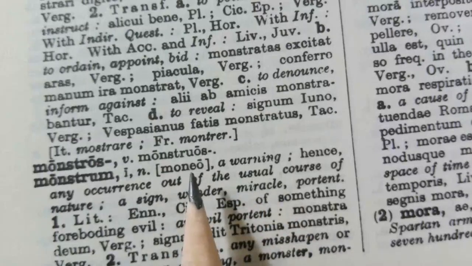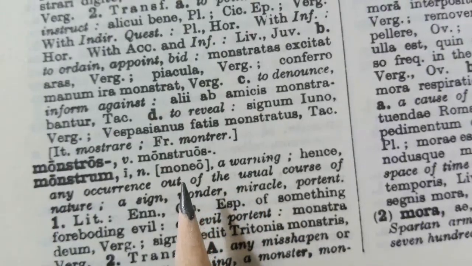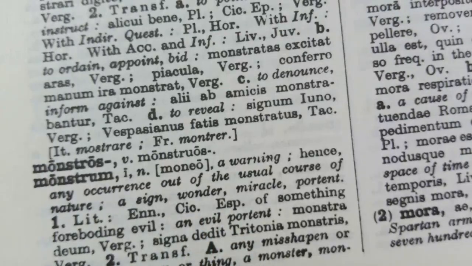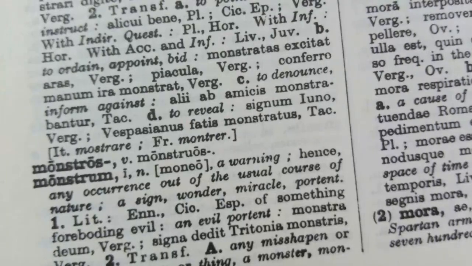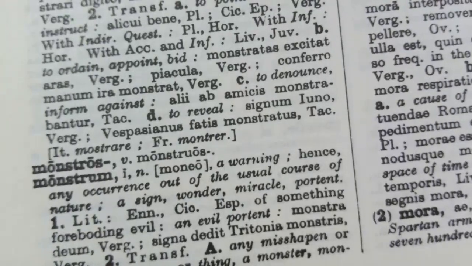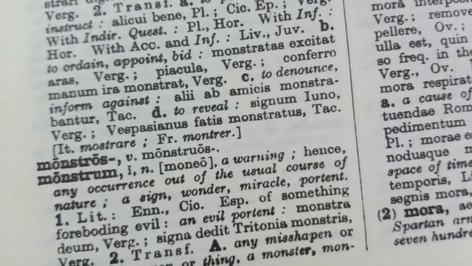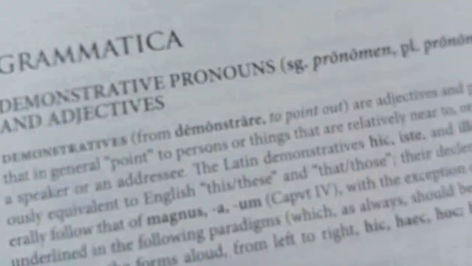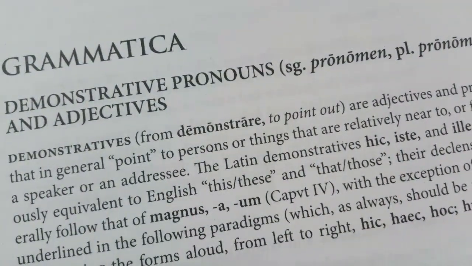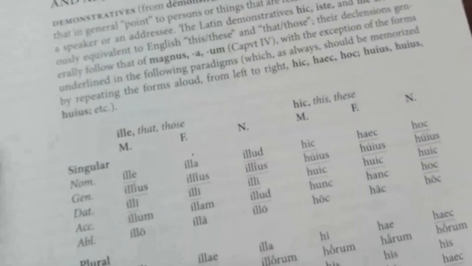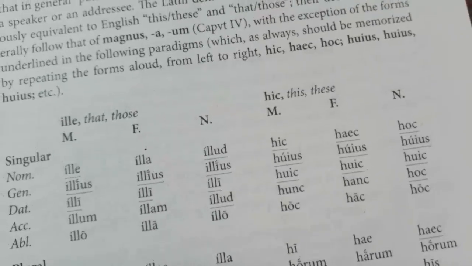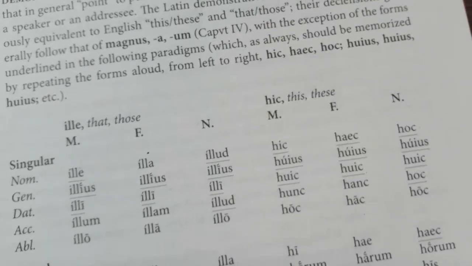And if we want to take this even further, moneo comes from mens, mind, to bring something to someone's mind. But the idea is you're pointing something out to someone, bringing it to their attention. So that's demonstrative, and that's what we're talking about today. In English, demonstratives sound like this, that, these, those.